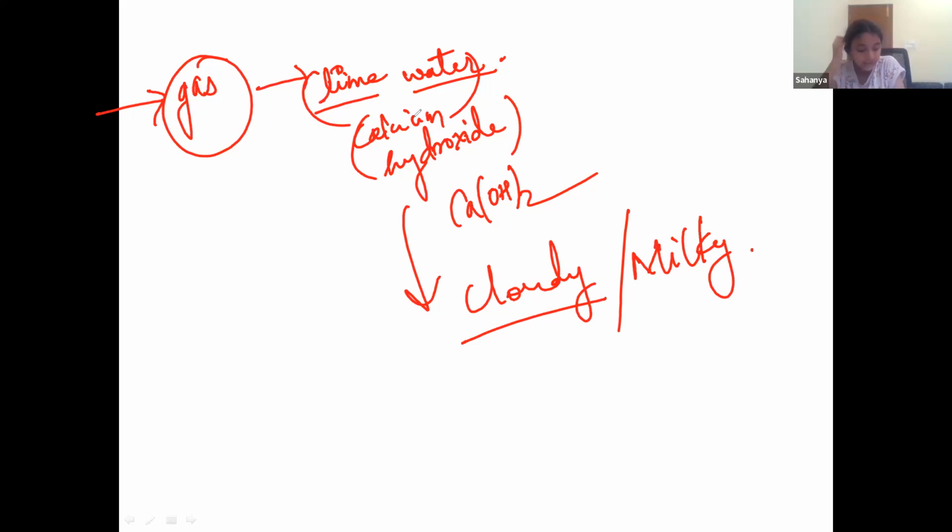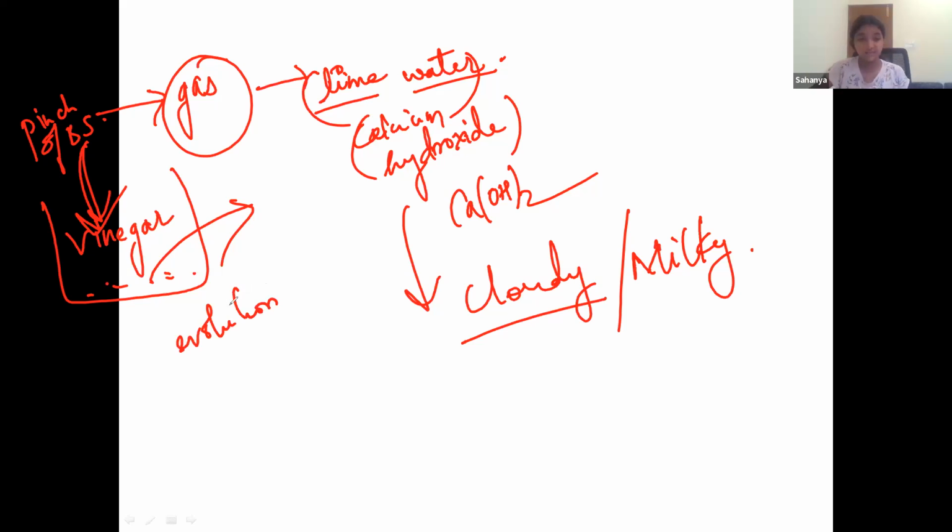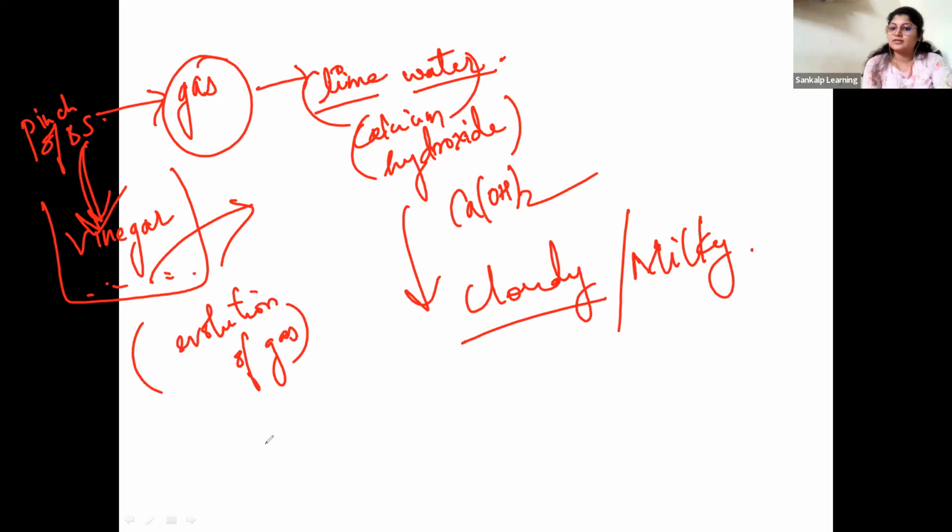What they are trying to show is this: we have taken a beaker with vinegar, and to this we added a pinch of baking soda. The moment we added baking soda, we could see evolution of gas. Now we don't know which gas it is.